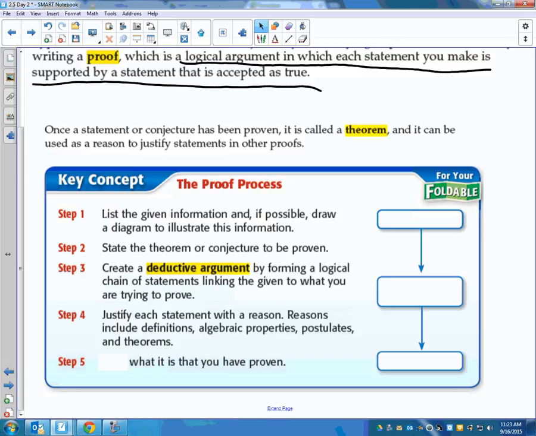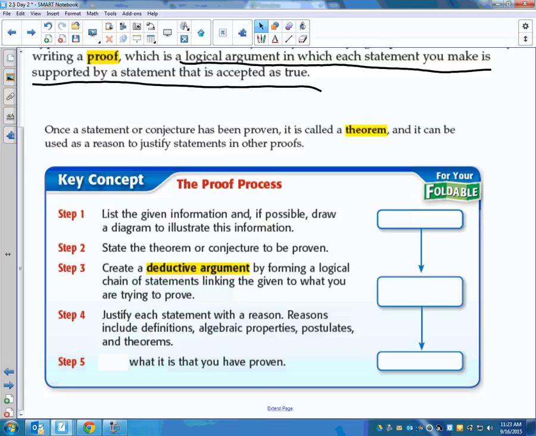Reasons include definitions, properties, postulates, and theorems that we already have learned. So as we go through this book, every time we learn a new theorem, you can add that to your list of things that you can justify that something's true. Today we don't have a whole lot we can prove because we don't have that big of a list. All we have is our short little list of postulates, and I'm going to tell you one theorem today that you can use.